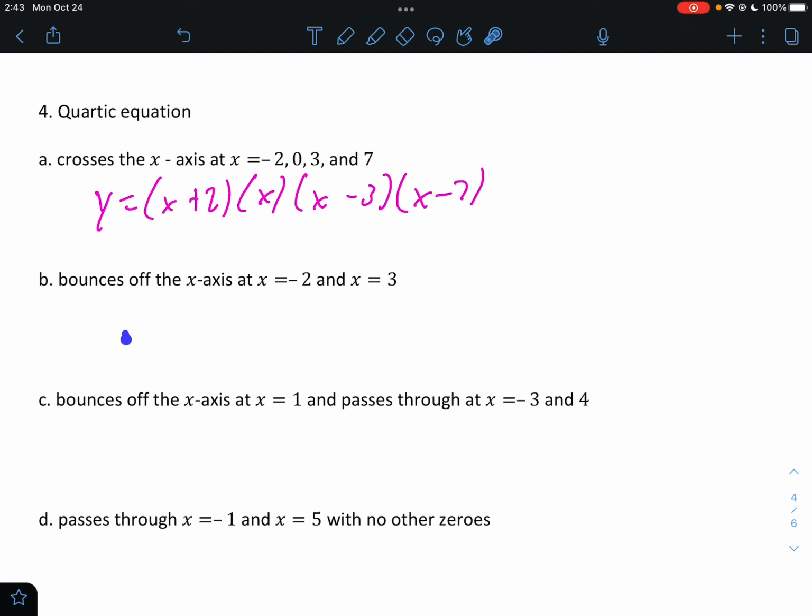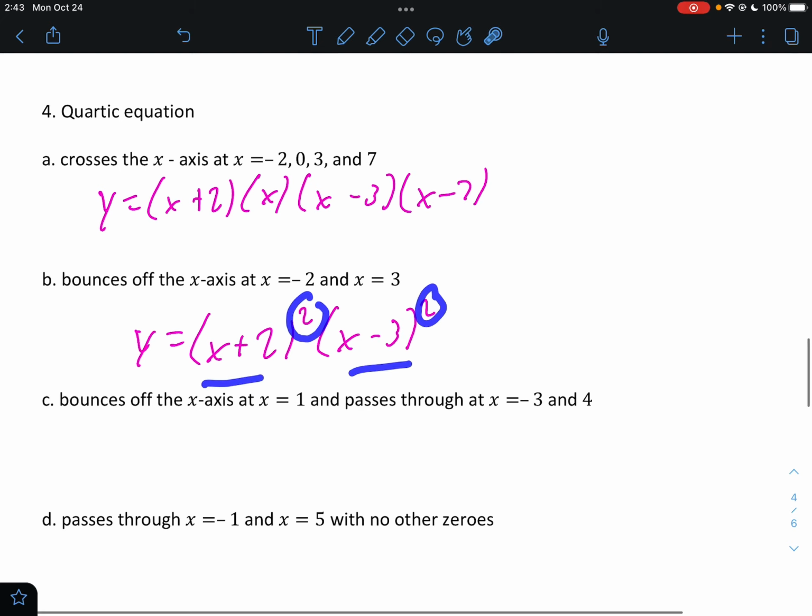B, bounces off the axis at -2, so we'll square that one. And at 3, and we'll square that one. Because it bounces off both, these both have to be even. And then obviously 2 plus 2 would be 4.